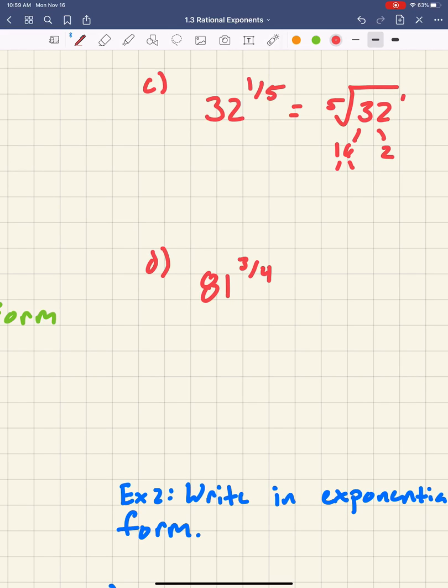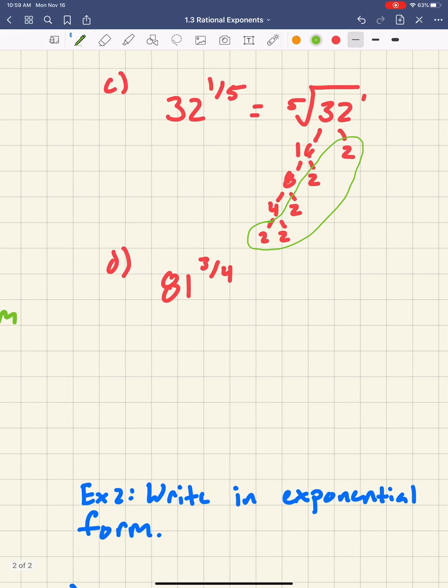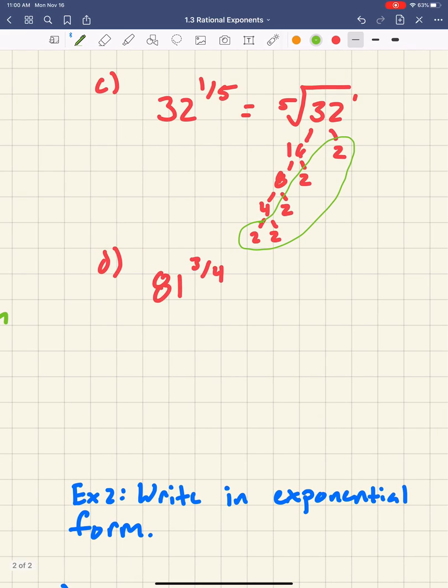Okay, and then that just breaks into 8 and 2, 4 and 2, and 2 and 2. And remember, since this is the 5th power, or the 5th root, we're looking for a group of 5, and we find our group of 5 here. Okay, so we've got 5 2s. All right, no leftovers there, so this just turns into 2 to the 1st power, which is just 2. And then to letter D here.